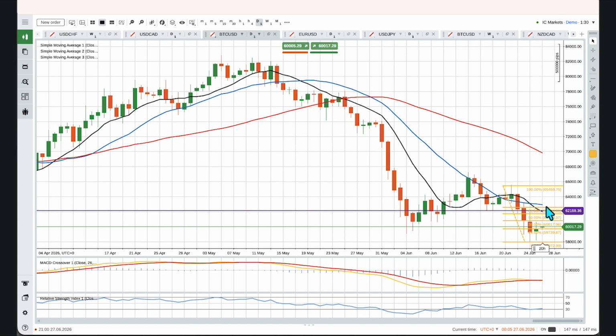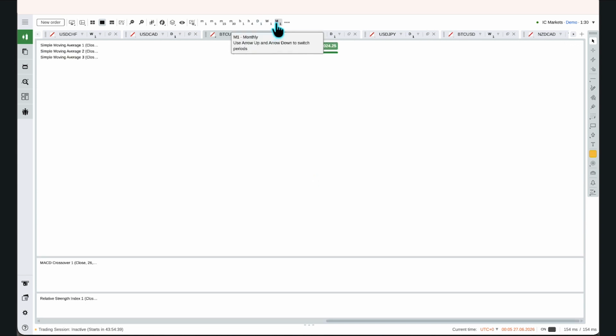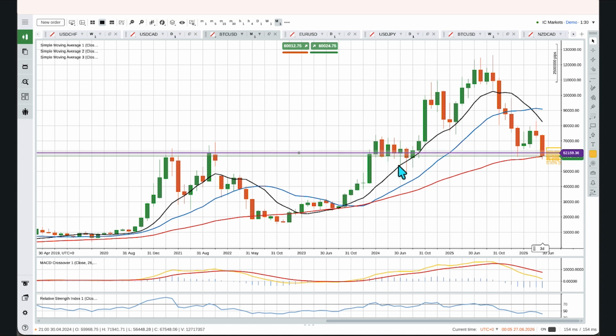Now, in this case, because we are very overextended, what I'm looking for is a lower time frame change of direction to show me that the pullback is over, and then I look for a continuation of the move, keeping in mind that if we take a look here on the monthly, we could find some support coming closer to the level of 50,000.